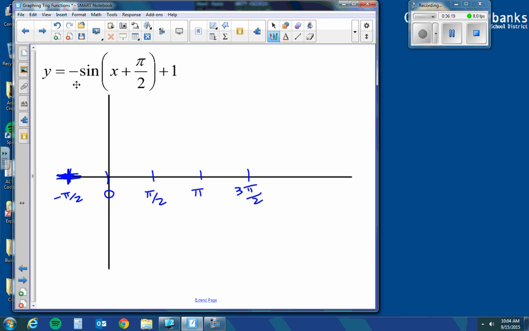The vertical flip, we don't need to worry about that yet. Okay, that just changed how we draw the graph. The shift up one, we do need to put on here. So shift up 1, that's your new axis. Now we draw the new axis.